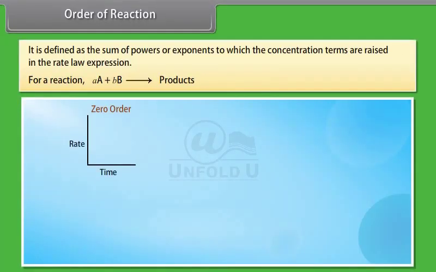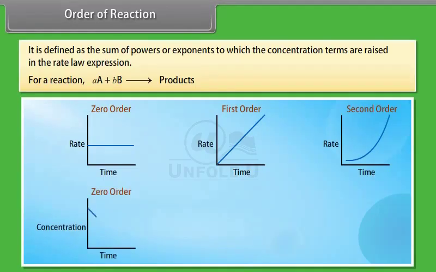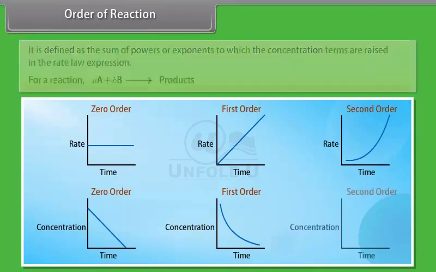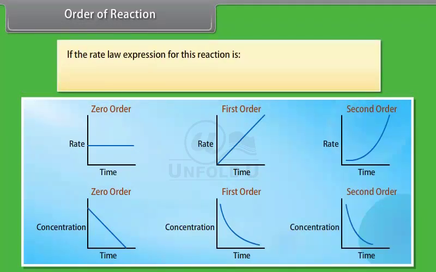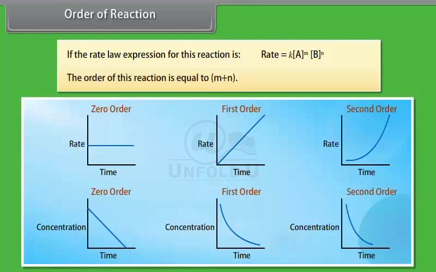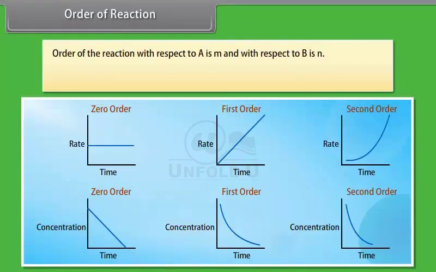Order of reaction. It is defined as the sum of powers or exponents to which the concentration terms are raised in the rate law expression. The rate law expression for a given reaction is given by: rate of reaction is equal to product of K, A raised to the power M and B raised to the power N. The order of this reaction is equal to M plus N. Order of the reaction with respect to A is M and with respect to B is N.